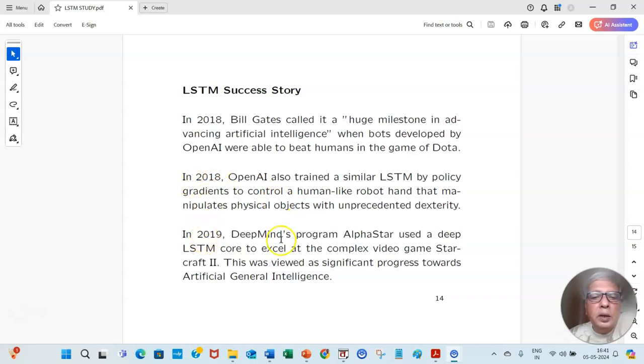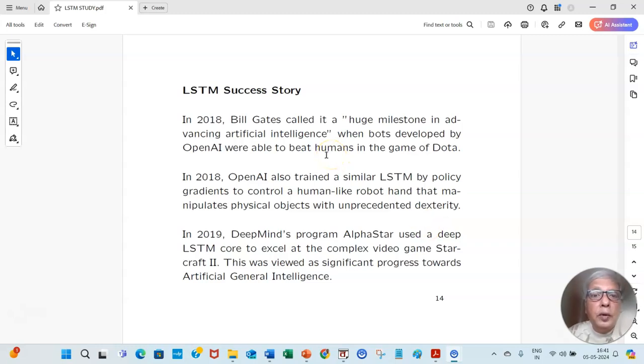In 2019, DeepMind's AlphaStar used a deep LSTM core to excel at the complex video game StarCraft 2. This was viewed as a significant progress towards artificial general intelligence.